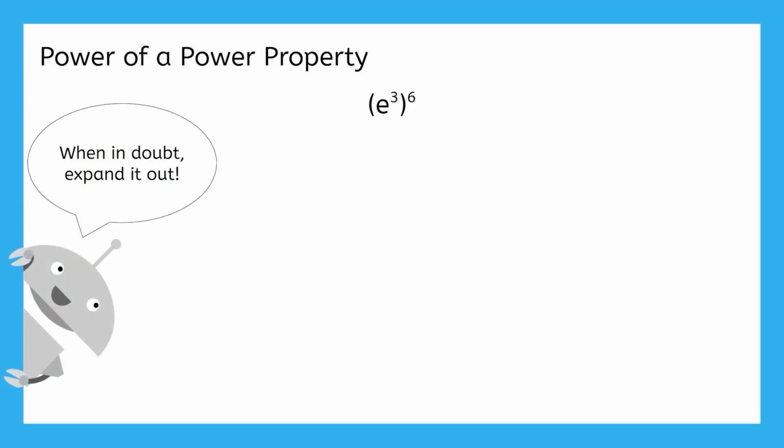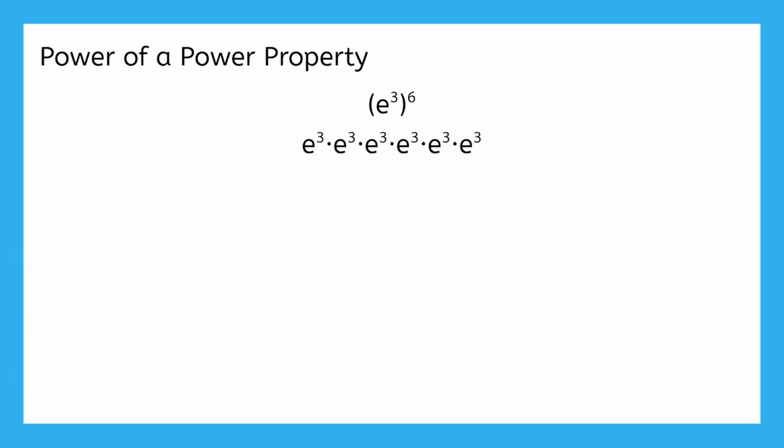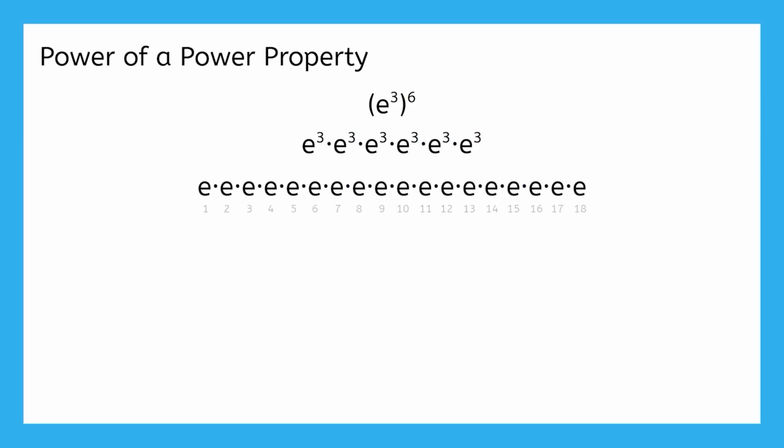When in doubt, expand it out. Exponents represent repeated multiplication, so first we can rewrite this as e cubed multiplied by itself 6 times. Then each of these e cubeds can be expanded as well. Whew, that's a lot of e's. Now we have e multiplied by itself 18 times. How else can we represent e being multiplied 18 times? e to the power of 18.